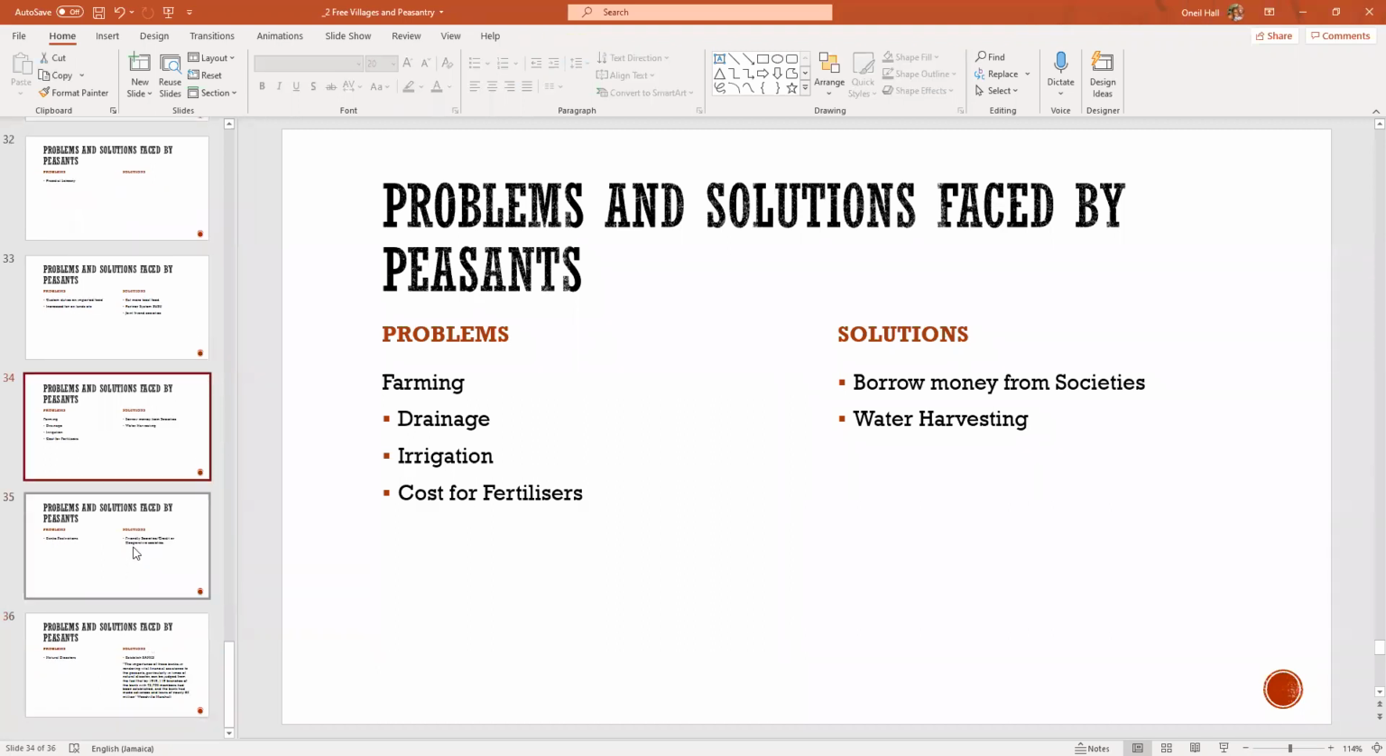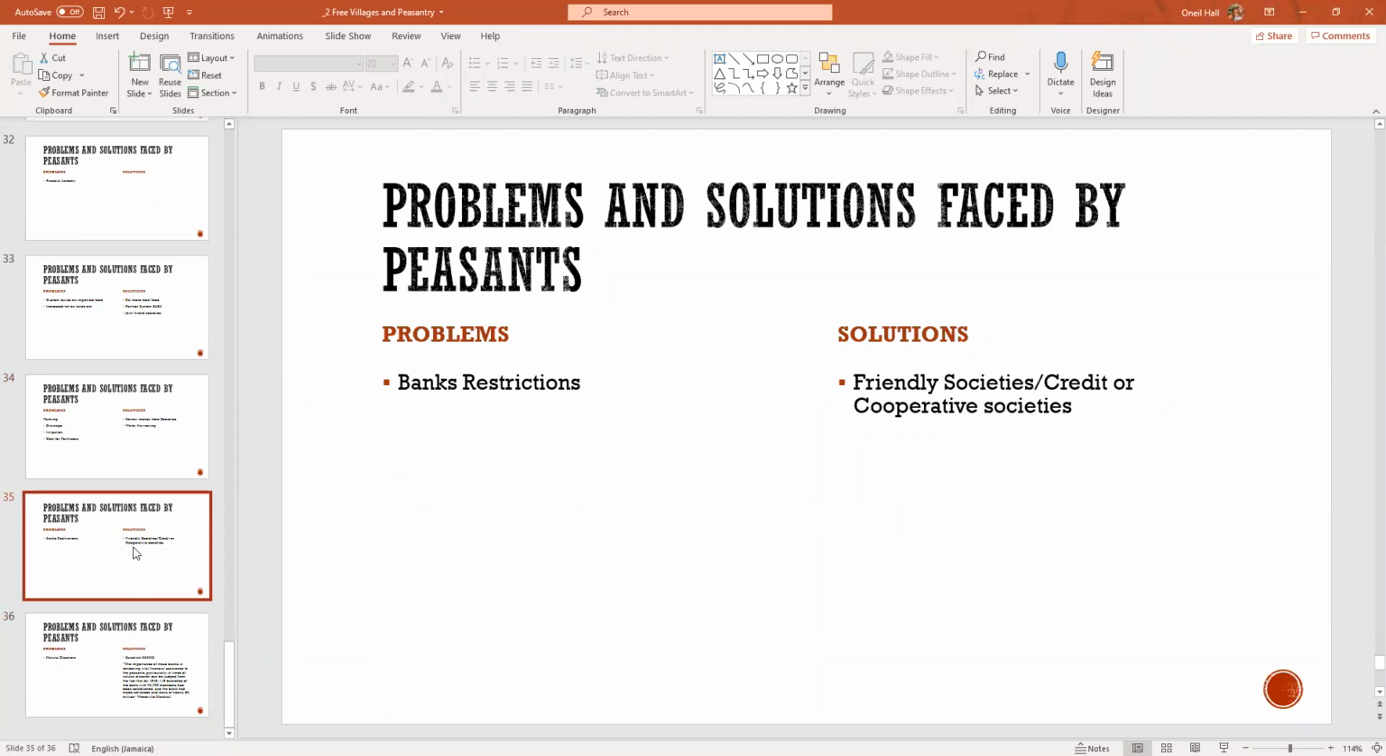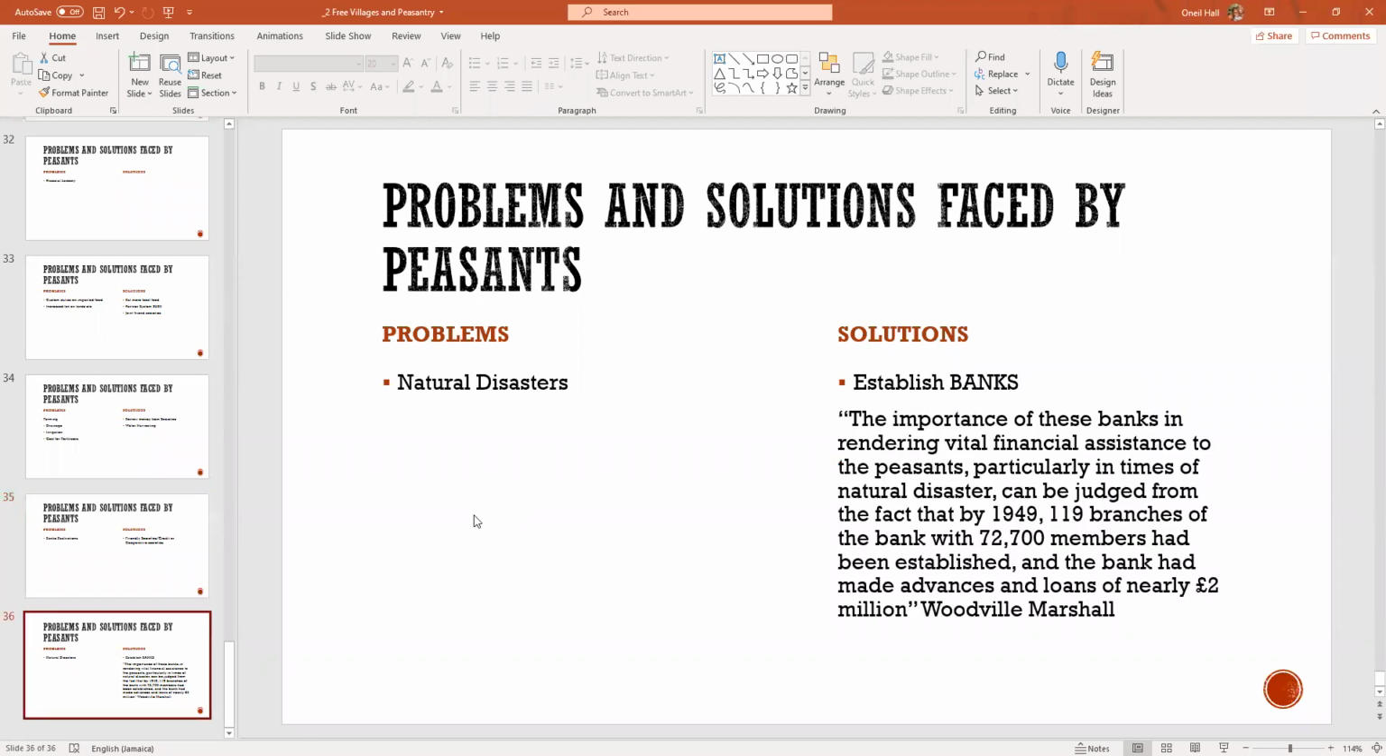All right. Another problem was bank restriction. The banks said that the peasants could not use them. So they are going to establish friendly societies such as credit unions and all of these different things. And natural disasters are going to be a problem. But Woodville Marshall, a historian, notes that because they established their own banks, when the peasants had natural disasters such as a hurricane or earthquake, the banks gave them loans to rebuild.